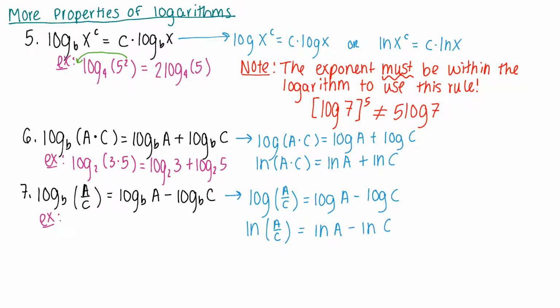As an example, let's say we had log base 16 of 7 over 11. We could break this down into log base 16 of 7 minus log base 16 of 11. So those are our important properties of logarithms, and now we're going to do fun stuff with that.